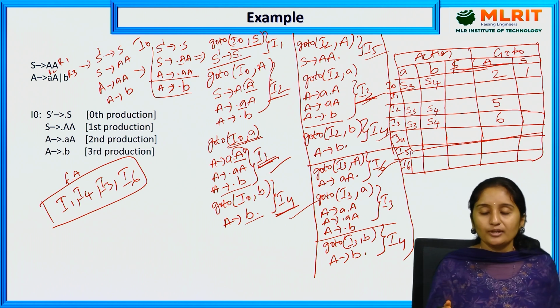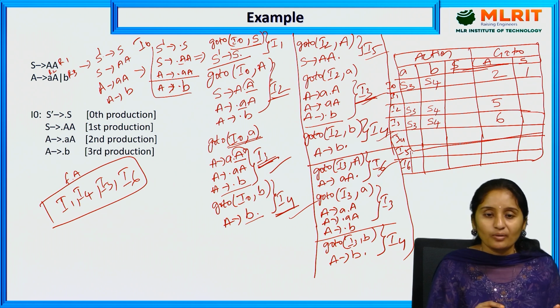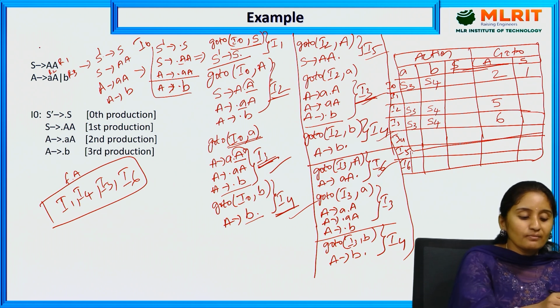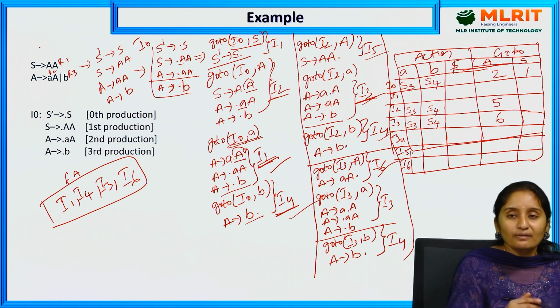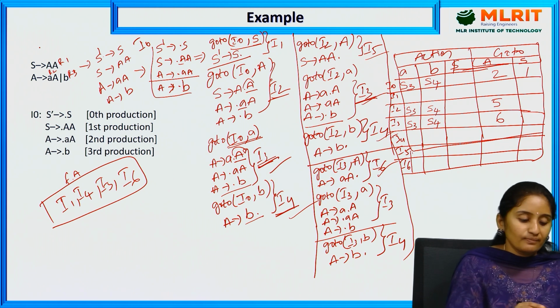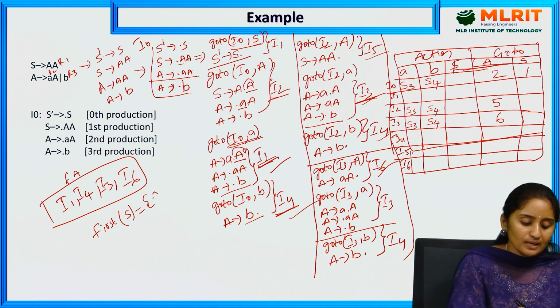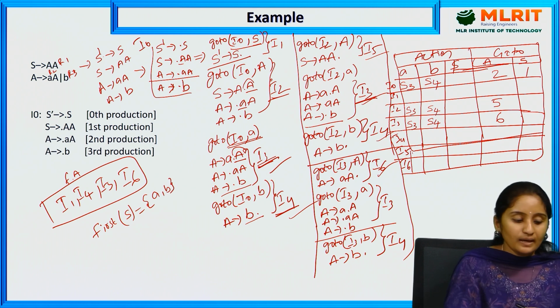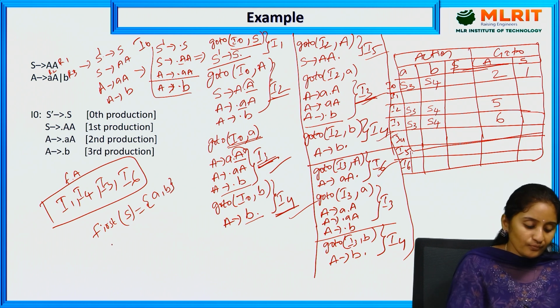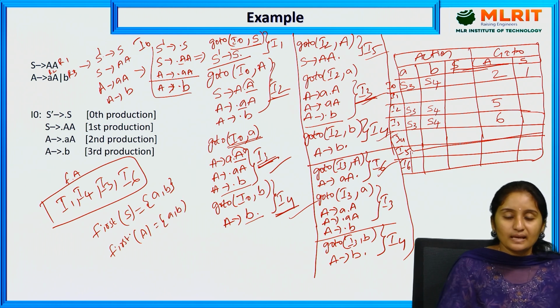To find the reduce here, we need to first find the follow function, first time follow. So first let me write the follow for S. To calculate follow, first we need to calculate first. First of S, what I am having is A. First of A is nothing but A comma B, so first of S is A comma B. First of A is A comma B. First of S and A are both A comma B.